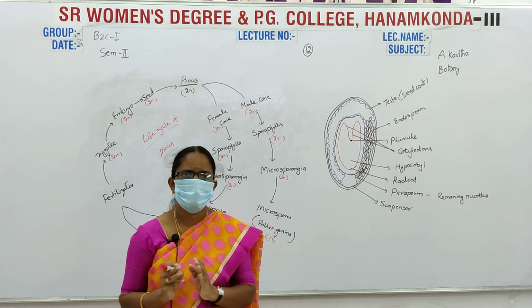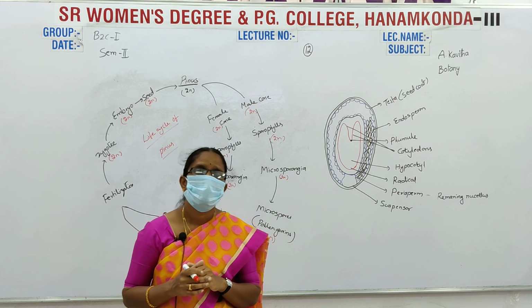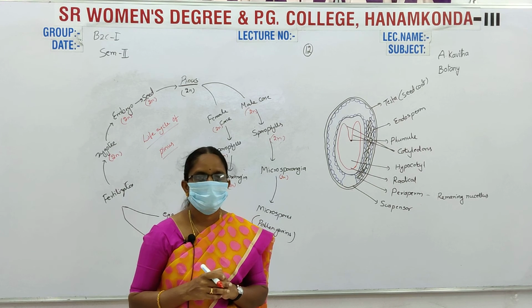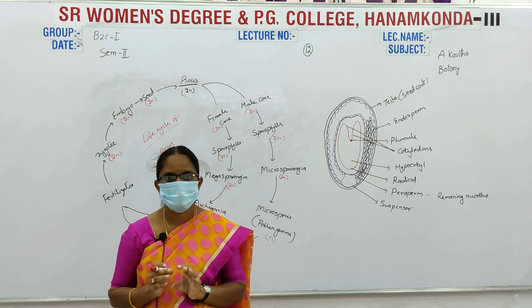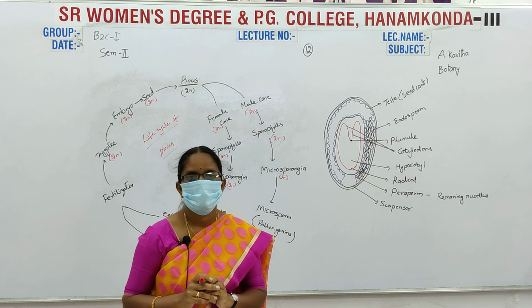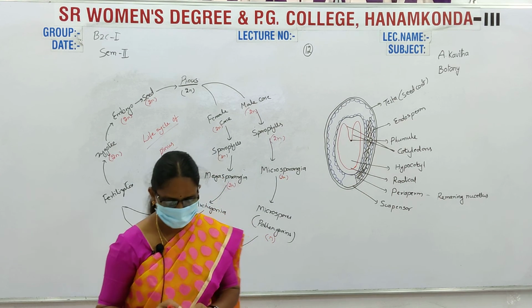Gymnosperm general characters, the Pinus life cycle, Netum life cycle and geological time scale. This is in the first unit. Now we will start Netum. Pinus is completed. The Pinus life cycle is totally completed, and next is Netum.